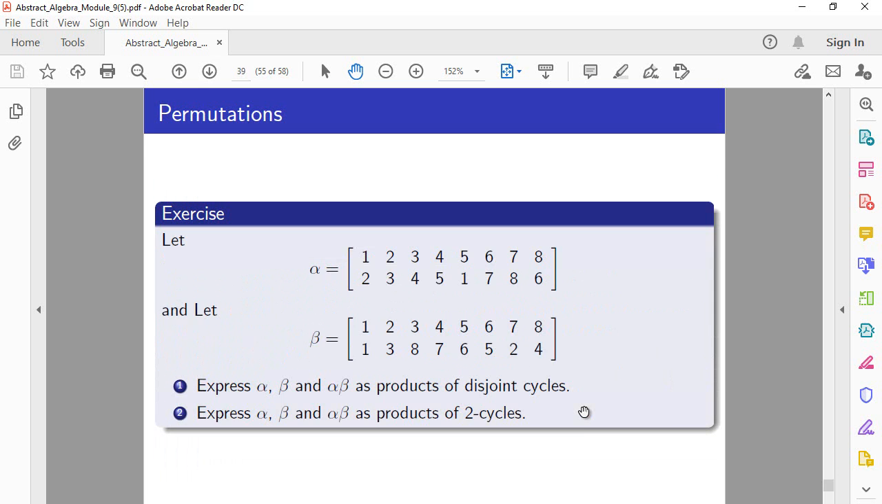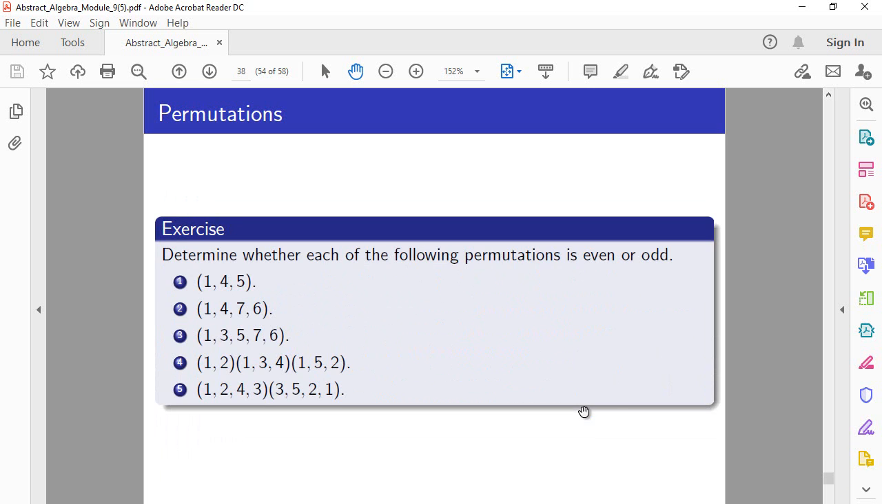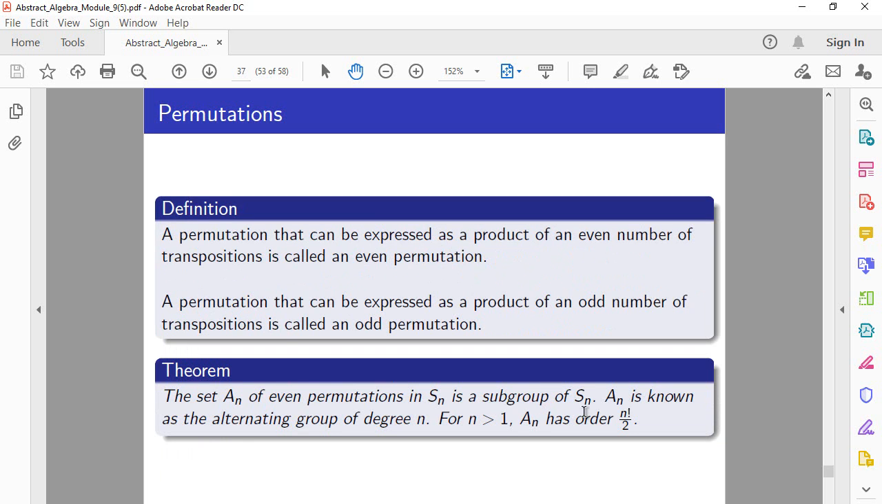Well, the remainder of the slides are basically exercises, so this is it. This is the end of our discussion on permutations.